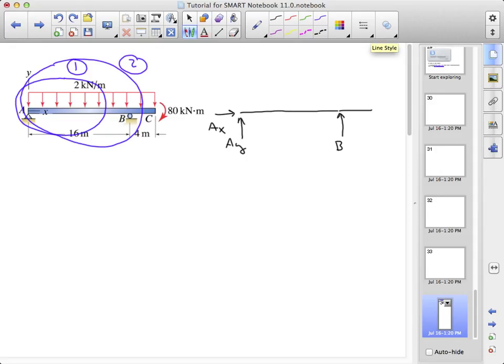And now we can replace our distributed load with its resultant at its effective center. 2 kilonewtons per meter over 20 meters will give us a 40 kilonewton force, and because it's a uniformly distributed load, its center will be halfway in between, so it will be 10 meters from the left edge. We also have our discrete couple out here of magnitude 80 kilonewton meter.